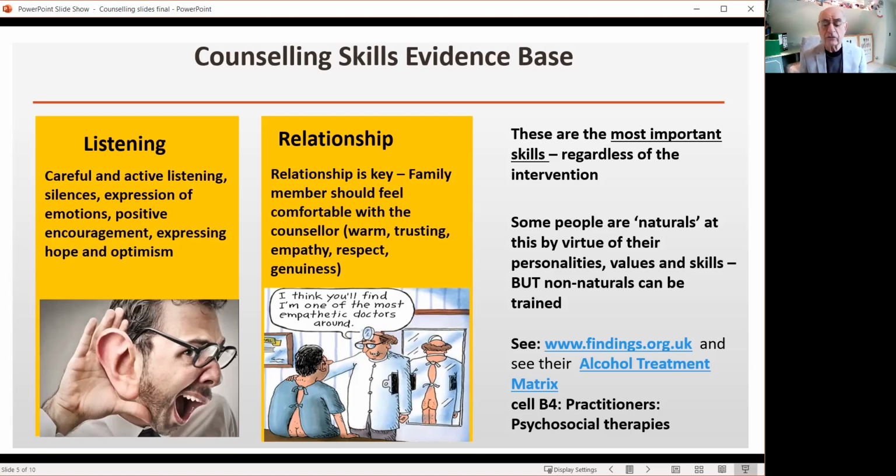Some of that research is regularly summarized and updated by Drug and Alcohol Findings, an excellent website and resource whose mission is to bridge the divide between relevant research on interventions for drug and alcohol problems and the practitioners who provide these interventions. A good place to start is their treatment matrices, as shown on the slide.